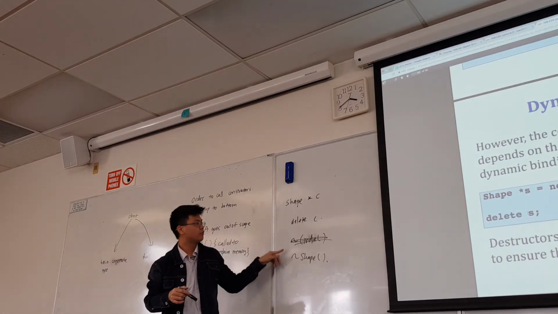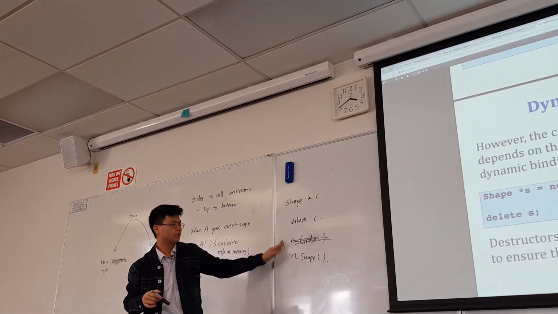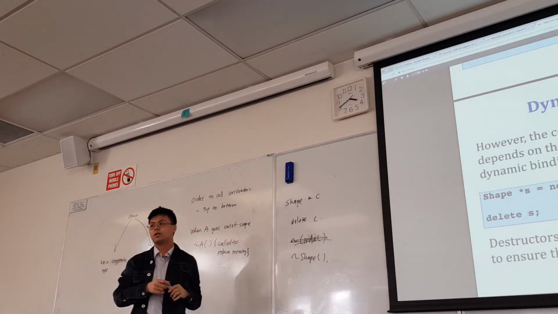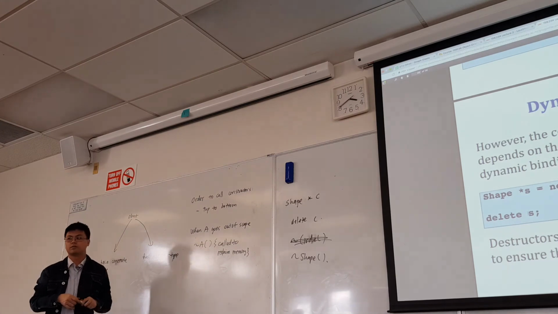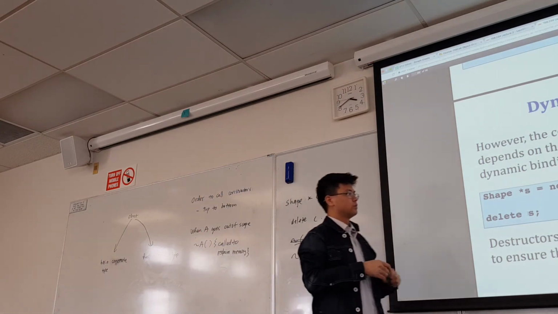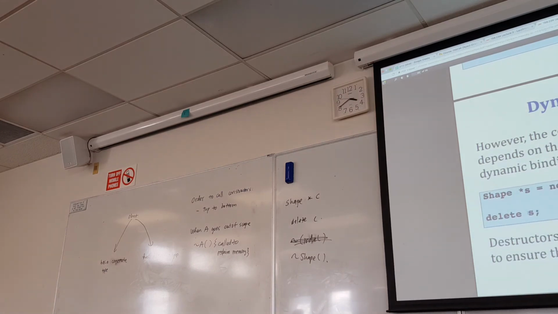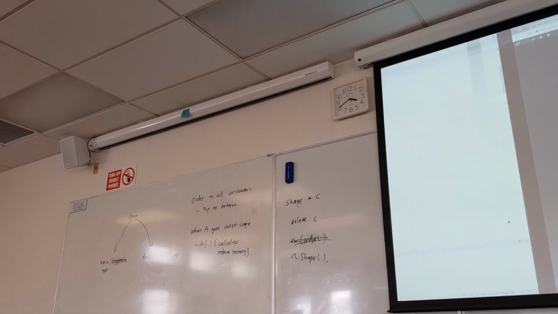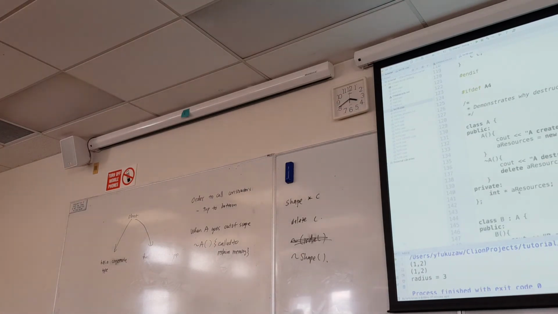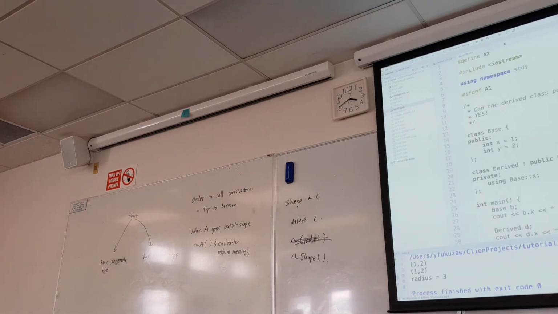So we need to somehow force the compiler, or force a computer really, to call the destructor of the object instead of the pointer. And how do we do that? We do the same thing that we did with the print function. We declare the destructor virtual. Right, so let me demonstrate that here.